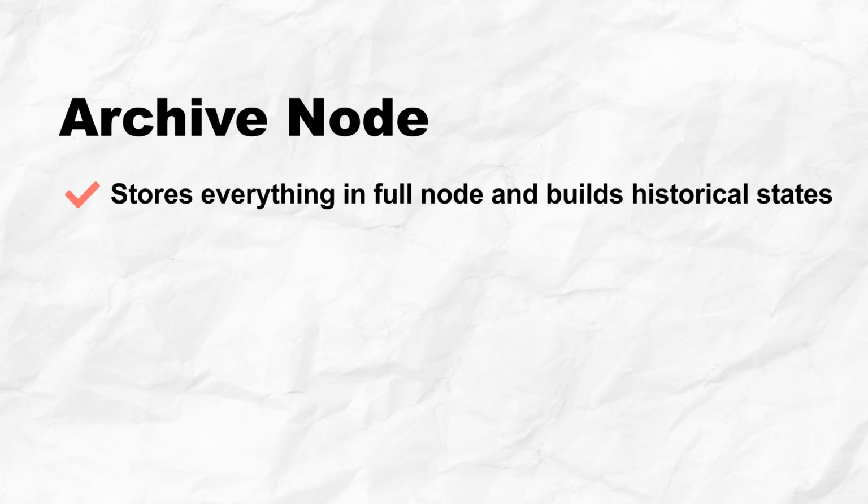Finally, the archive node. An archive node stores everything in a full node and builds an archive of historical states. It requires terabytes of disk space, which is not ideal for an average user. An example of usage of this node would be getting the balance of an account on the 3 millionth block.